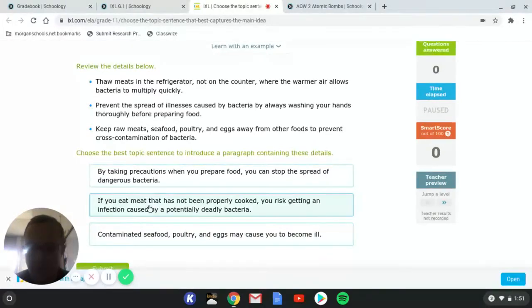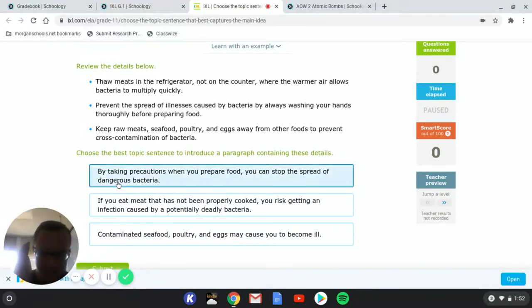So, I mean, we can eliminate this one, right? Because it's talking only about cooking, and we're not really talking about cooking. We're talking about thawing, washing our hands, and keeping these foods away from each other. This one says seafood, poultry, and eggs, but it doesn't take care of meat. There's meat other than seafood, poultry, and eggs. So we need to eliminate these two, and fingers crossed, I think this is the right one, because it's talking about preparing food.